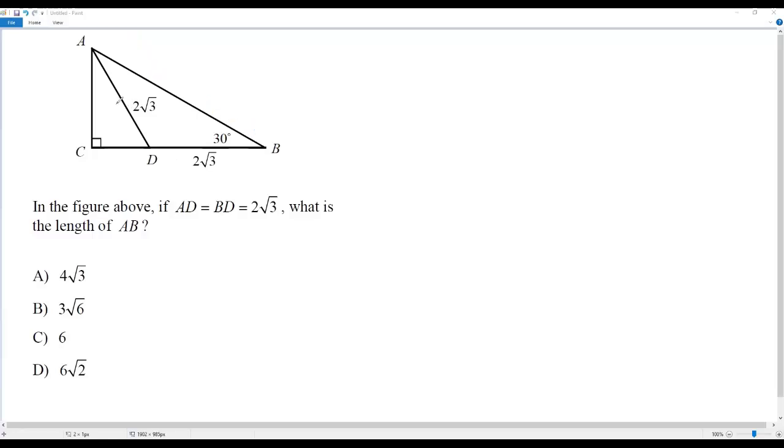And also it is given the length of AD and the length of BD are equal. So the length of each of these two sides is 2 times square root of 3. Okay, in a triangle, the angle measures which are opposite to the sides of equal length must be equal.